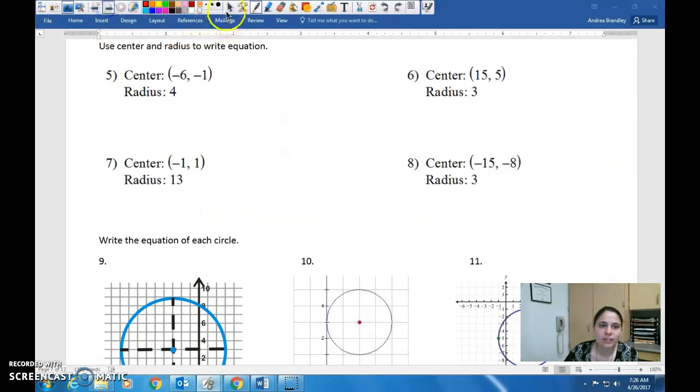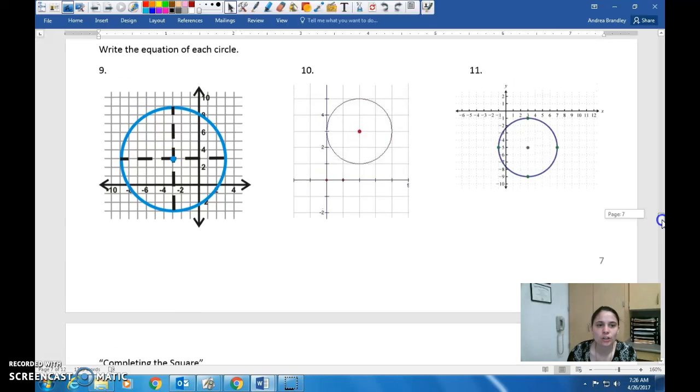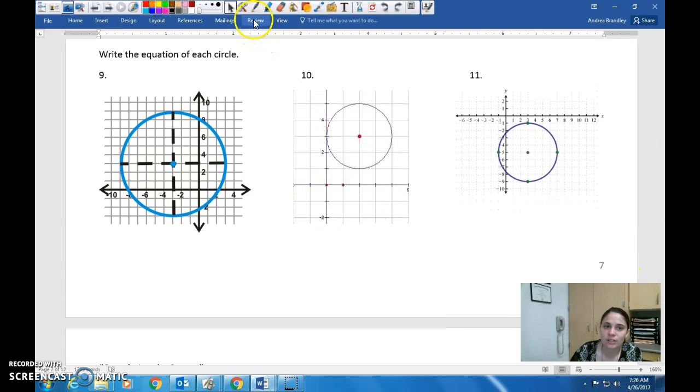The next set of examples is pretty similar to what we just did on 5 through 8, except we're asked to write the equation of a circle and we're given pictures of circles. But in the picture, we can see where the center is and where the radius is. So if I look here, my center is at (negative 3, 3). I'm just going to write that down. And my radius is 1, 2, 3, 4, 5, 6. My radius is 6.